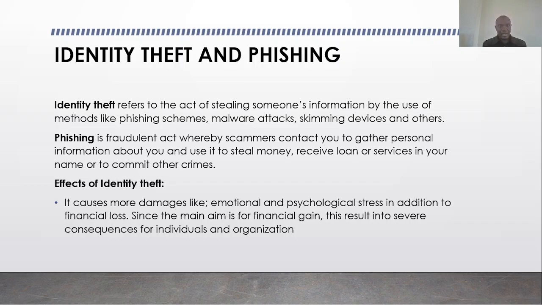Phishing is a fraudulent act whereby scammers contact you to gather personal information about you and use it to steal money, receive loans or services in your name, or to commit other crimes. Here crimes can be like murder, killing someone, and so on. The effects of identity theft cause more damage like emotional and psychological stress, in addition to financial loss, since the main aim is financial gain, resulting in severe consequences for individuals and organizations.